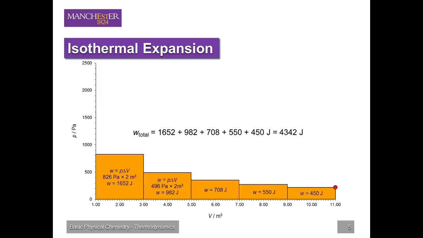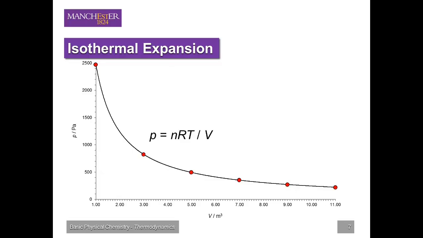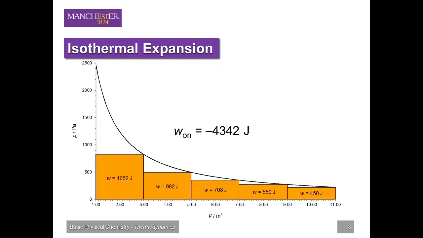4,342 joules. All 6 points during the expansion are now shown on the graph. You can see that they all fit the ideal gas equation as they lie perfectly on the curve P equals nRT over V. Given the gas is performing work as it expands, the system is performing work rather than work being done on the system, and so the work done on the system W on is negative and equal to minus 4,342 joules.